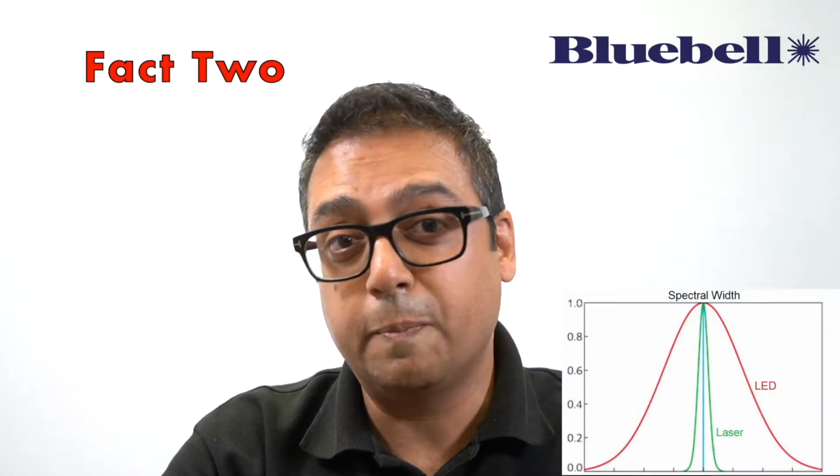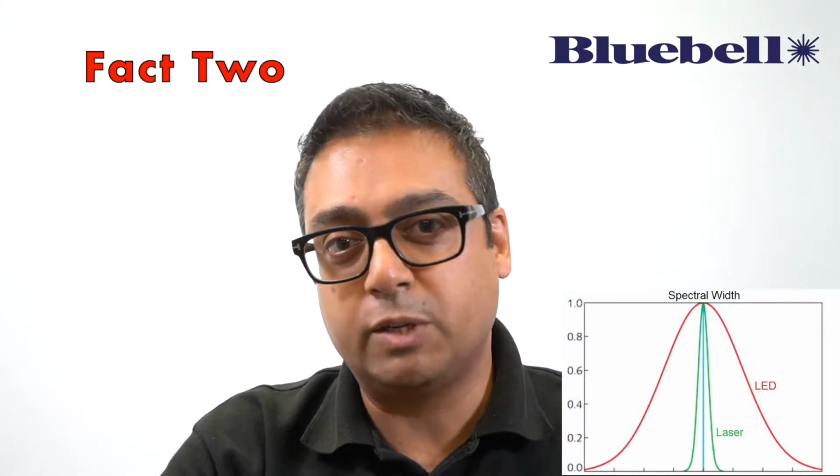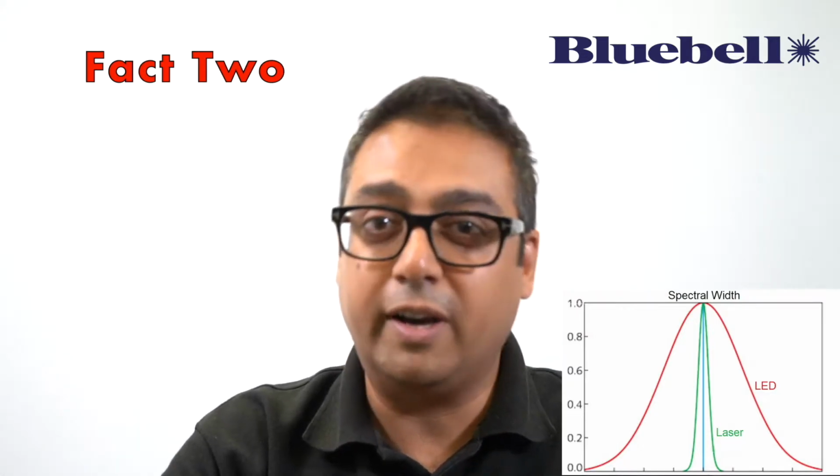Fact 1. Multi-mode fibre is either 50 or 62.5 microns in diameter. It's a fat pipe in comparison to single mode fibre at only 9 microns diameter. Fact 2. LEDs emit a broad spectrum of light and lasers emit a very narrow spectrum of light. Fact 3. LEDs are way cheaper than lasers. Armed with these three facts, we can now go forward to the next step.